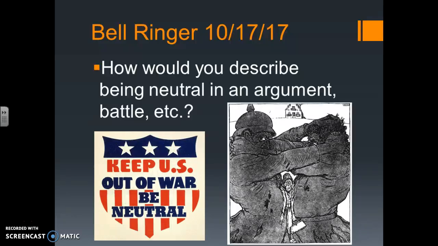But the question for the bell ring today is, how would you describe being neutral in an argument, a battle? Being neutral is when you don't take sides in any argument or any battle whatsoever. You try to stay in the middle, keep the sides fighting amongst themselves and not bring you involved. As long as you're not helping out one side or the other, you'll be in good shape to remain neutral. All right, so that's about neutrality. We're going to get to that aspect of neutrality a little bit here, probably today, if not tomorrow's class. So we'll go over it a little bit as well.